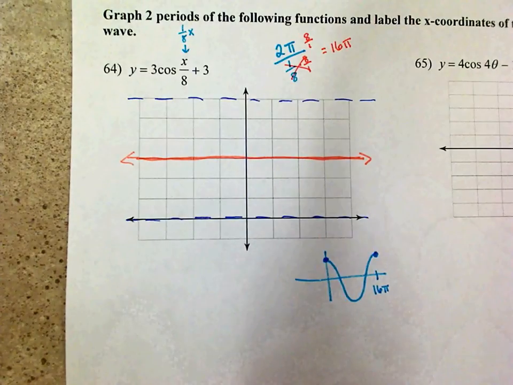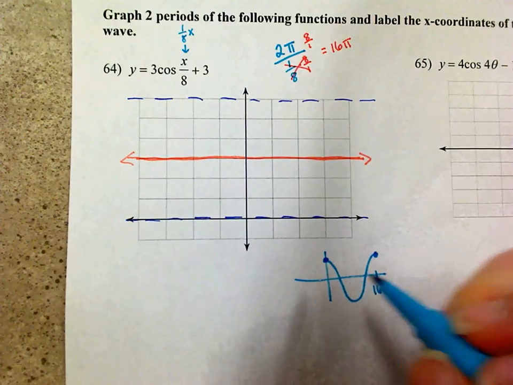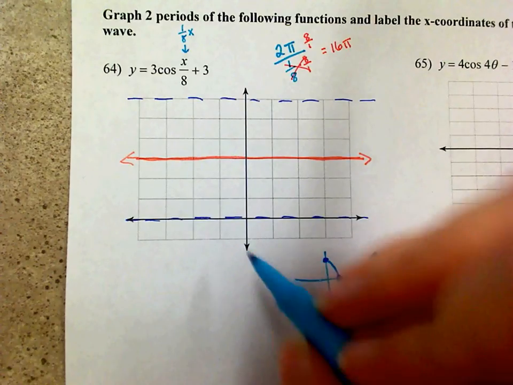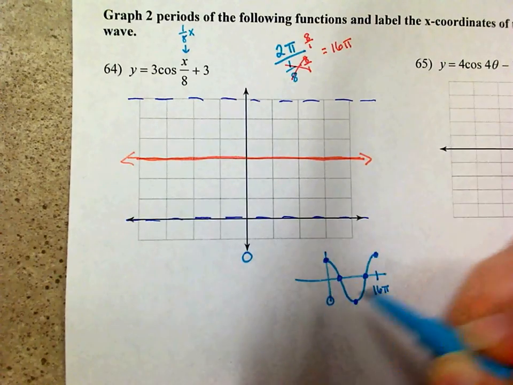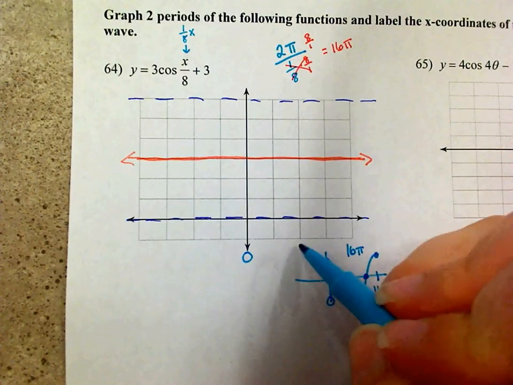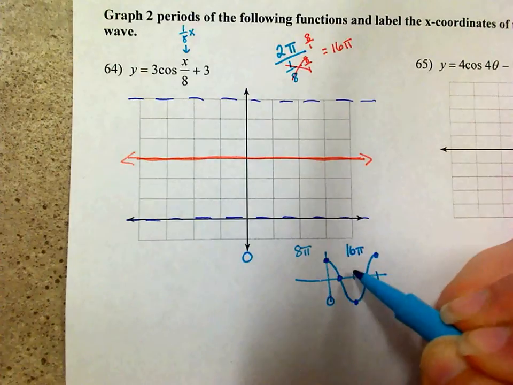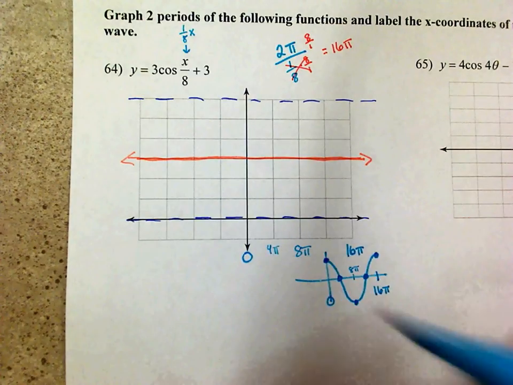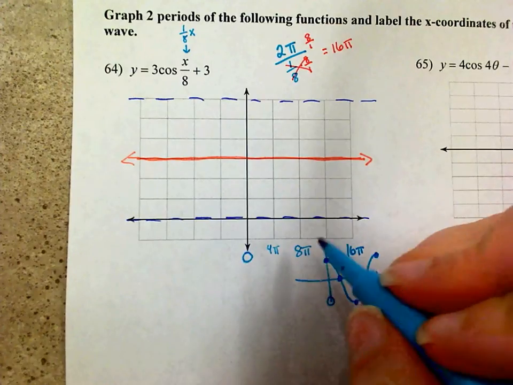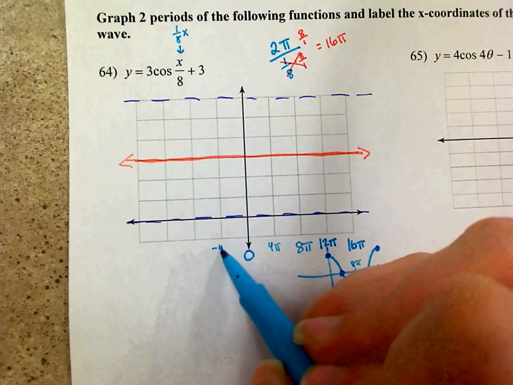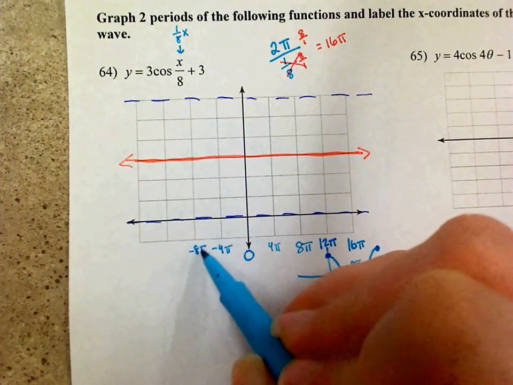And then it says label the x-coordinates of the main 5 points. So that means I need to label this, this, this, and this. I know that this starts at 0, this ends at 16 pi. Halfway between 0 and 16 pi has got to be 8 pi. And half of 8 pi has got to be 4 pi, which means I'm counting by 4s. So 4 pi, 8 pi, which makes that 12 pi. And then these are just the opposite. Negative 4 pi, negative 8 pi, negative 12 pi, and negative 16 pi.